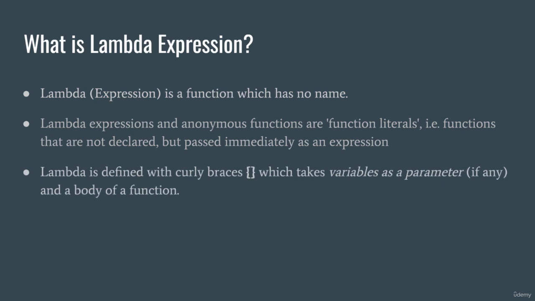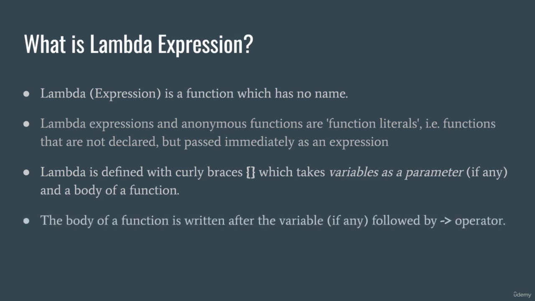So a lambda is defined with curly braces, which takes variables as a parameter, if any, and a body of a function. So it can take variables as a parameter, but it doesn't have to. Okay, so it's not a requirement. The body of a function is written after the variable, if any, followed by the arrow operator. So this is the lambda operator, so to speak. So this is a dash with an arrow.